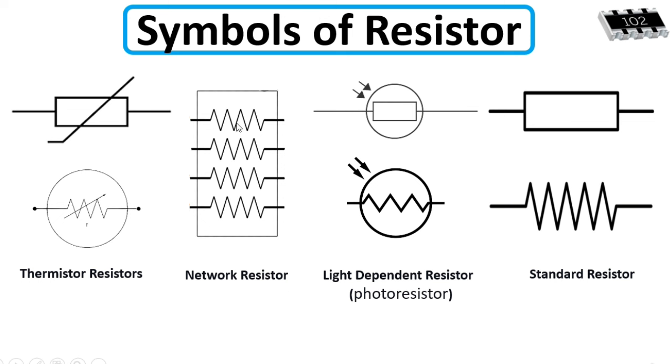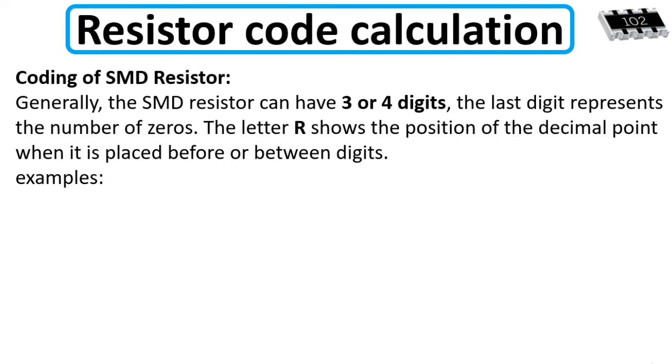As you can see, we have here 4 resistors. So the network resistor is a combination of many resistors. Basically, we use the network resistor in order to gain space on the motherboard. And these 2 symbols, as you can see, are for the thermistor resistor. Okay, the thermistor resistor. Now we're gonna see how to calculate the resistor code.